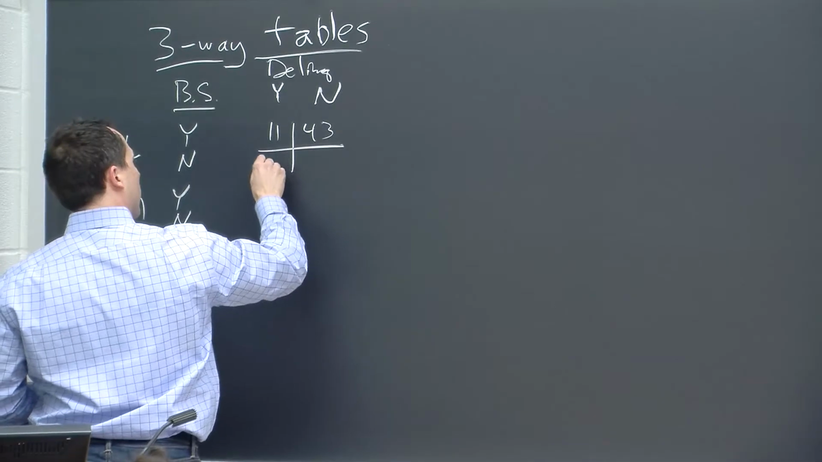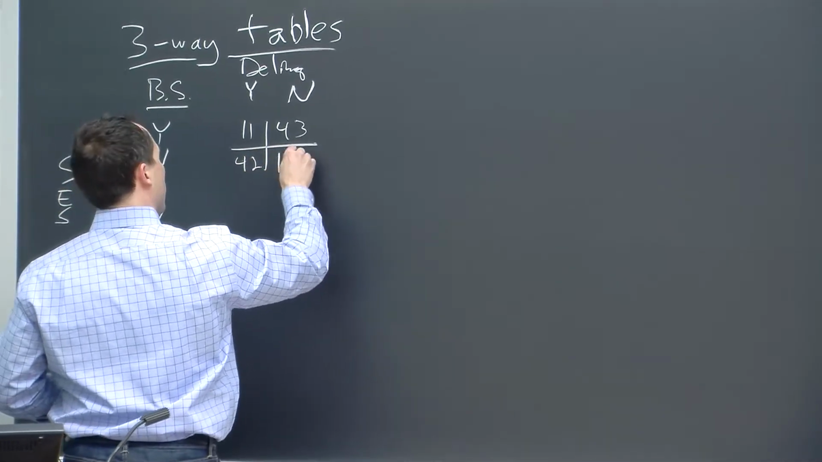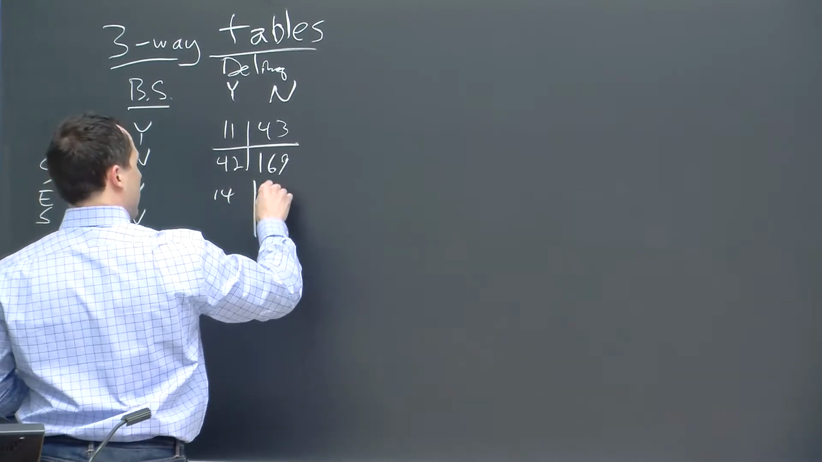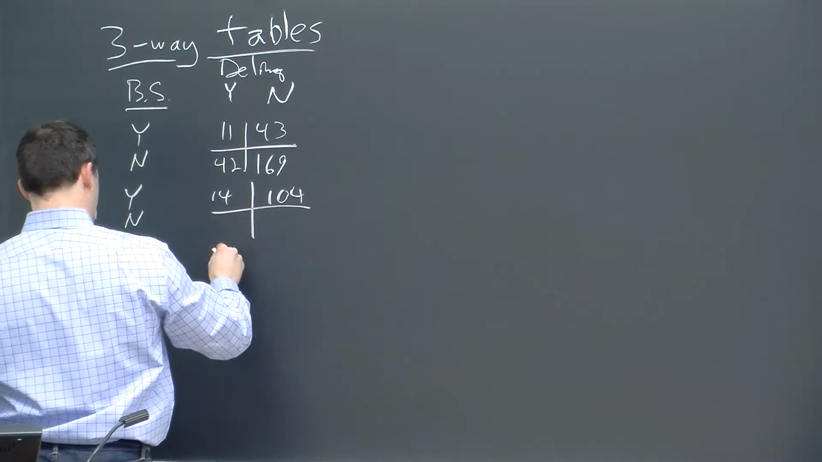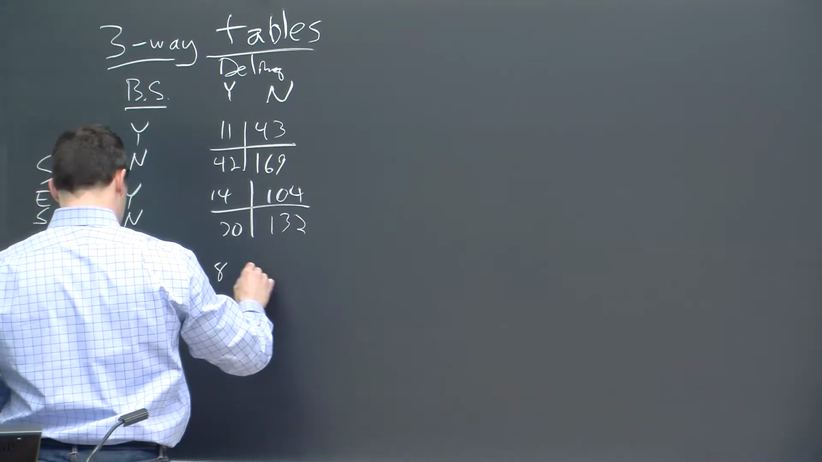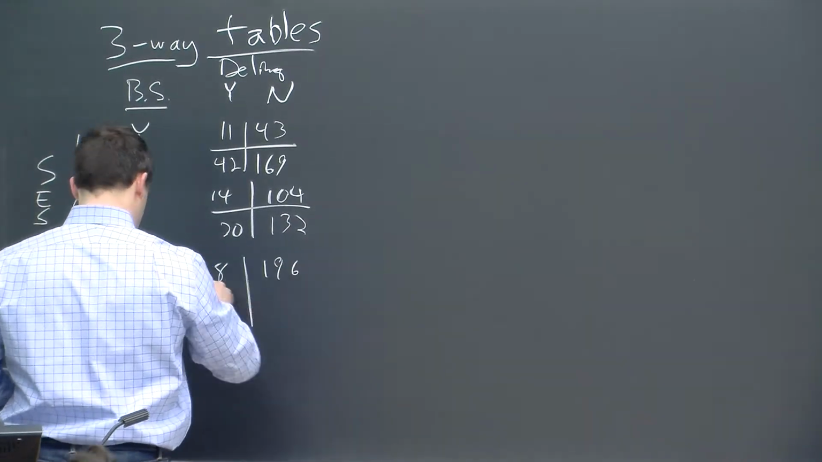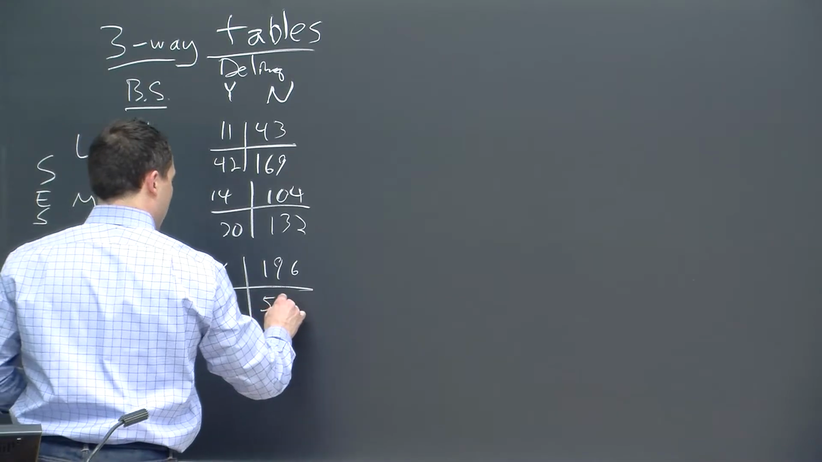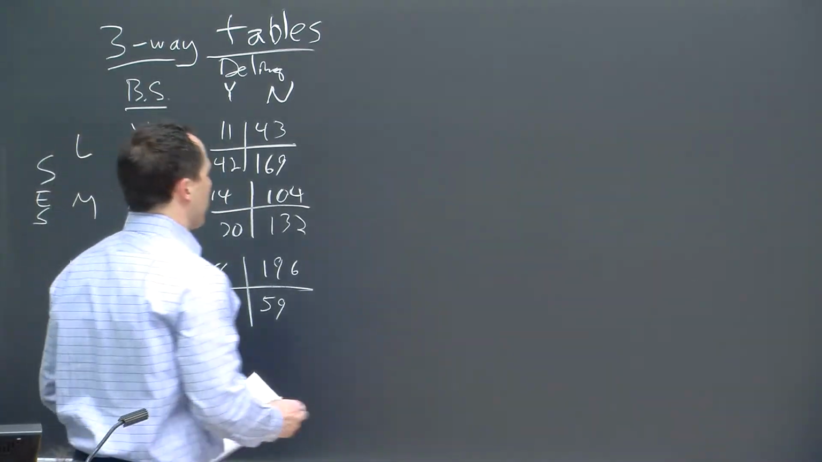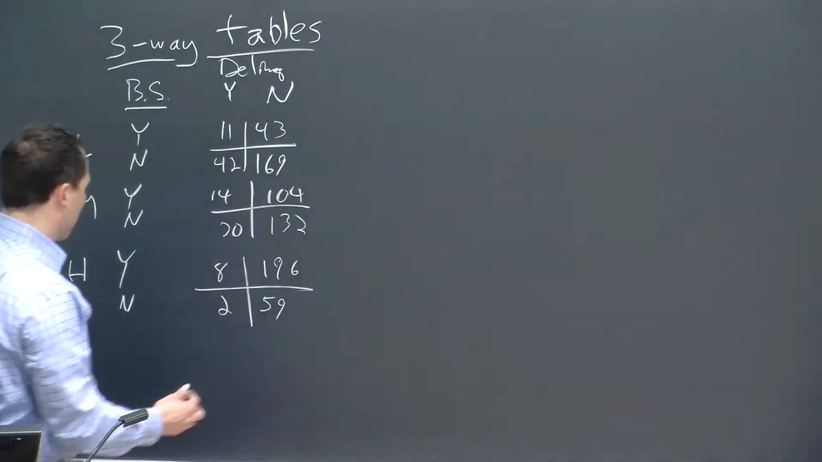And we have some tables: 11, 43, 42, 169, 14, 104, 20, and 132, and 8, 196, 2, and 59. And what we're doing is looking at different possible models of this table.